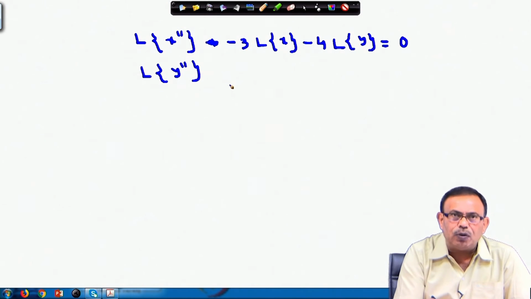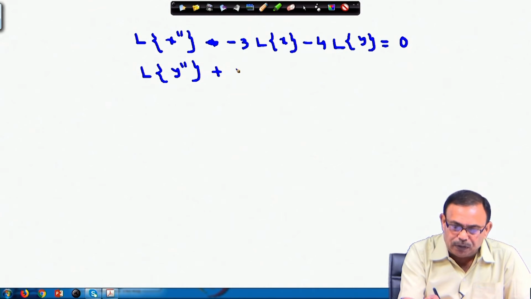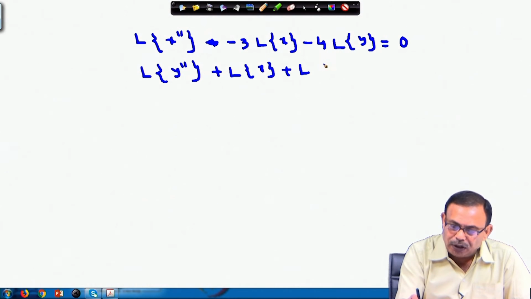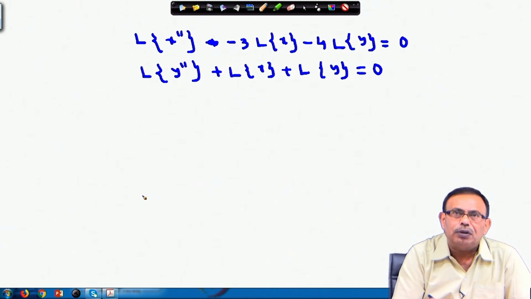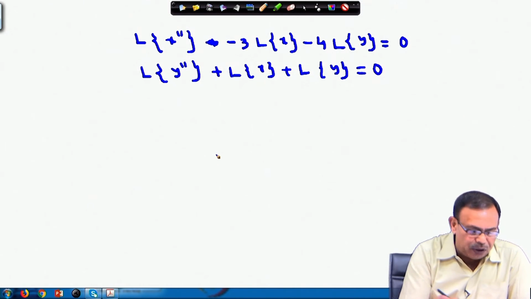So, for the second equation, if I take the Laplace transform on both sides, I will obtain Laplace transform of y double dash plus Laplace transform of x plus Laplace transform of y, this is equals to 0. So, basically instead of one equation, since now you have two simultaneous equations, you are applying Laplace transform on both sides of those two equations together.